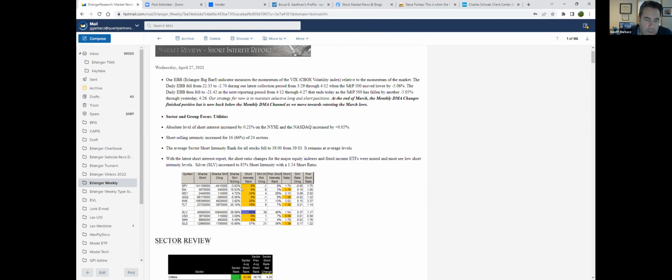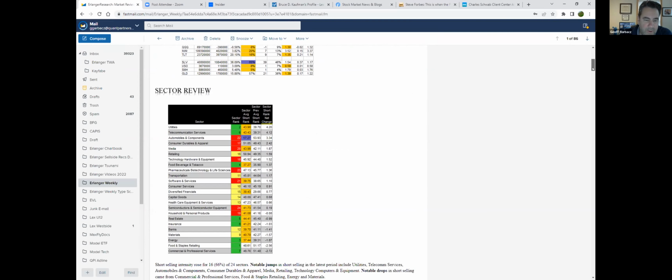Interesting, only one major ETF had a big increase, silver. So shorts came into silver. We'll look at that chart when we go to chart room and kind of drill down on stuff.